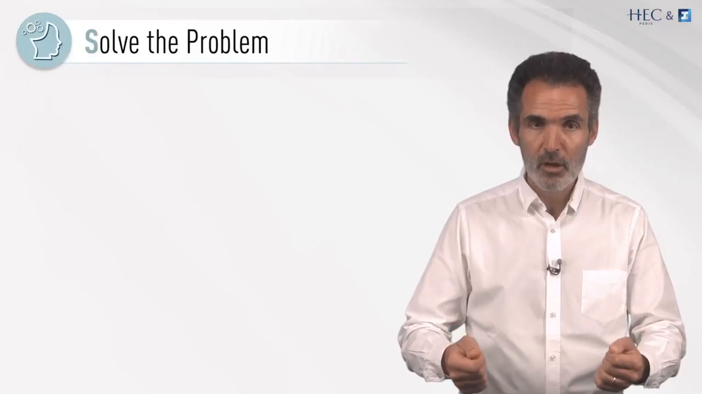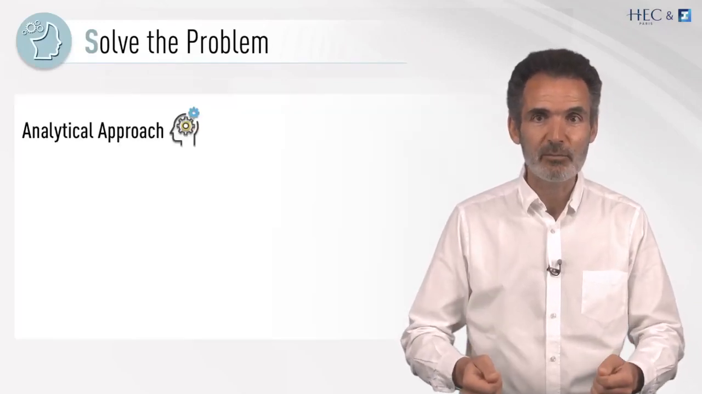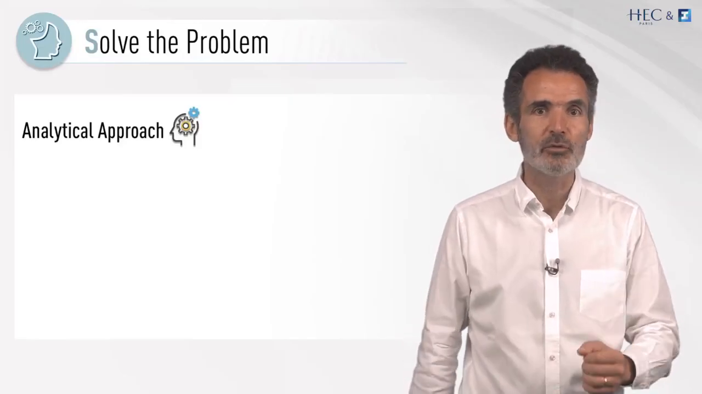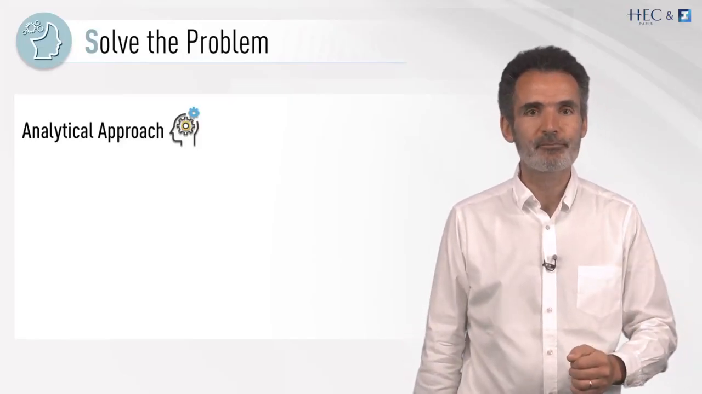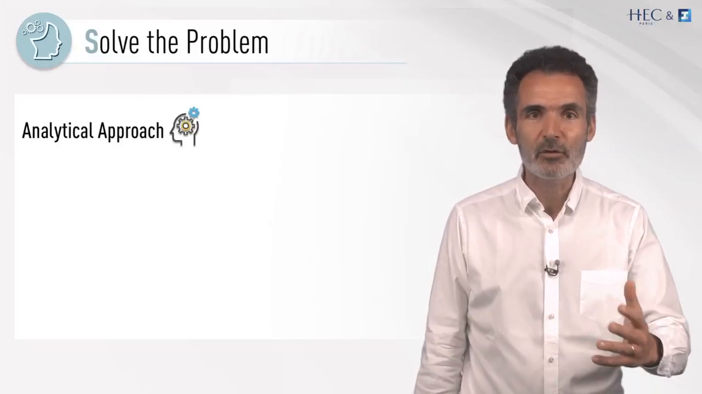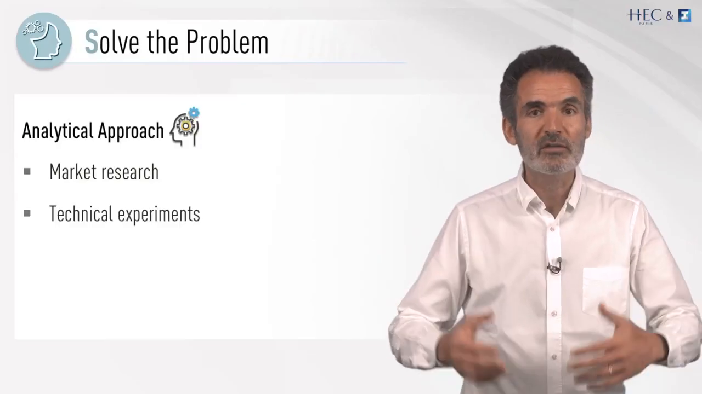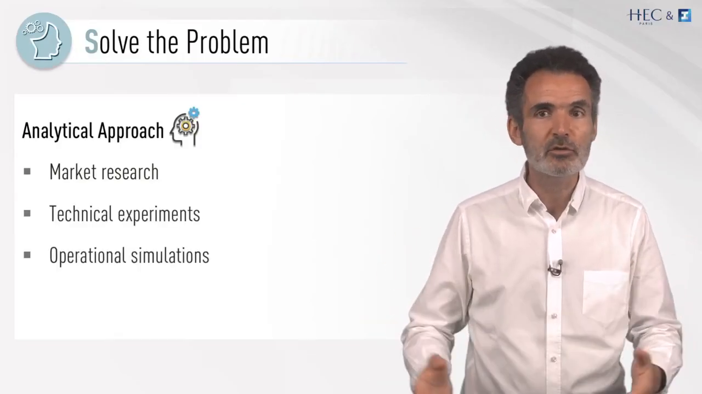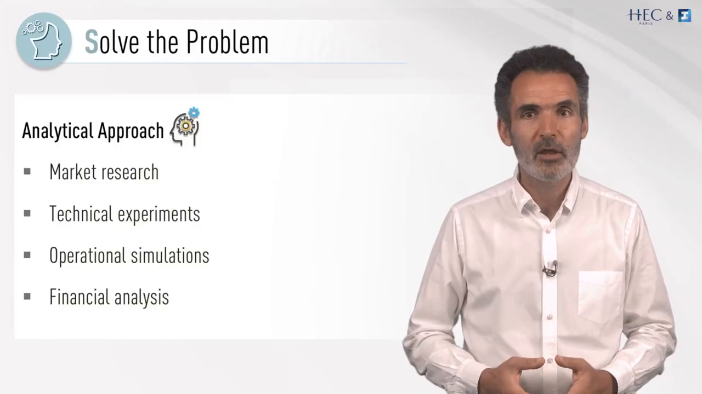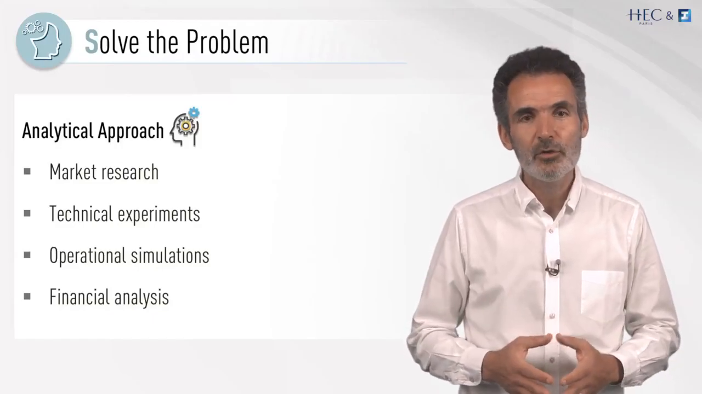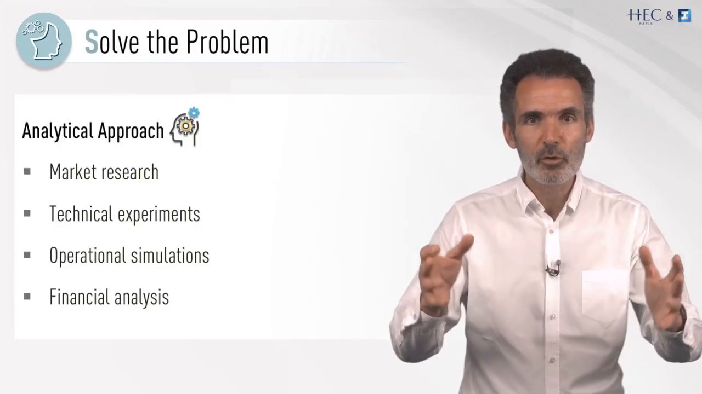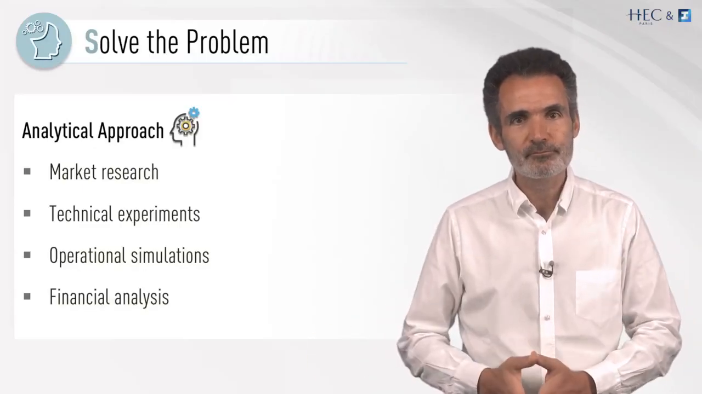Now that the problem is stated and structured, the third phase in the 4S approach is the actual work of solving it. Most problems can be solved analytically by addressing one by one each of the issues that your problem structure has brought to light. This is where many different analytical techniques will come into play. You might, for instance, use market research, technical experiments, operational simulations, financial analysis, and so on. Using these analytical techniques, you simply work your way from the smaller components to the core question.